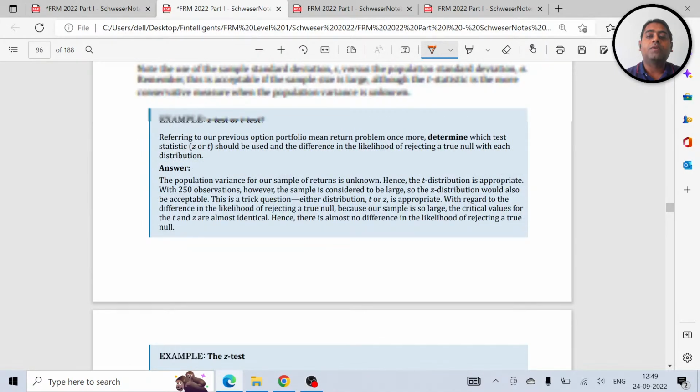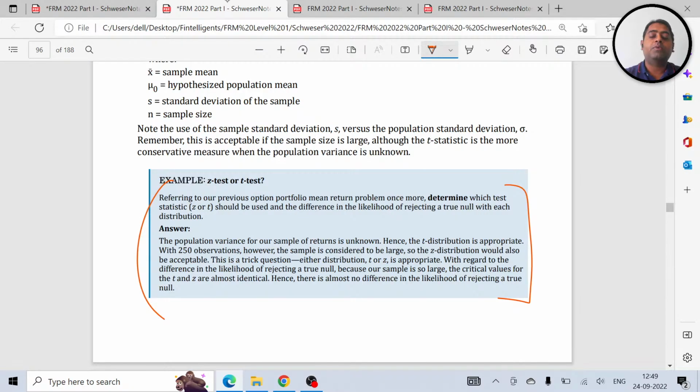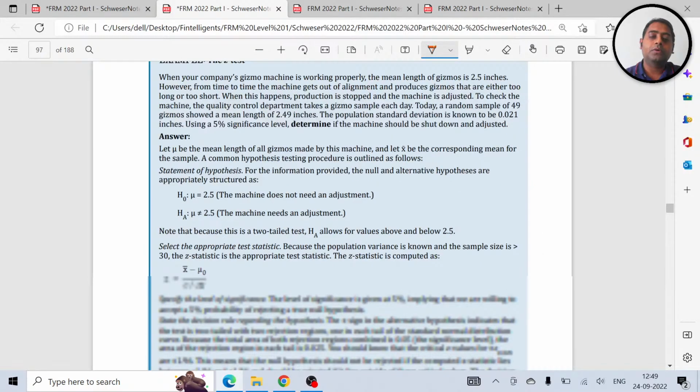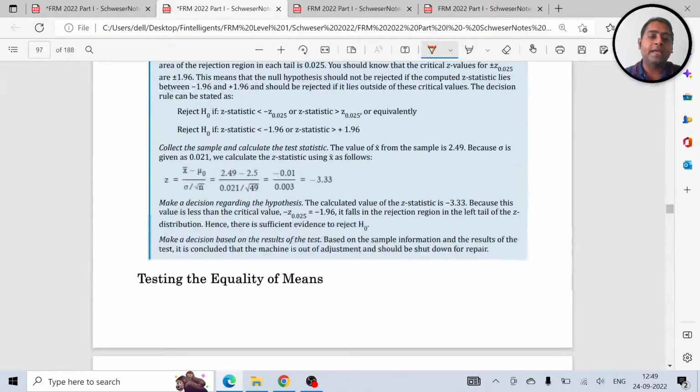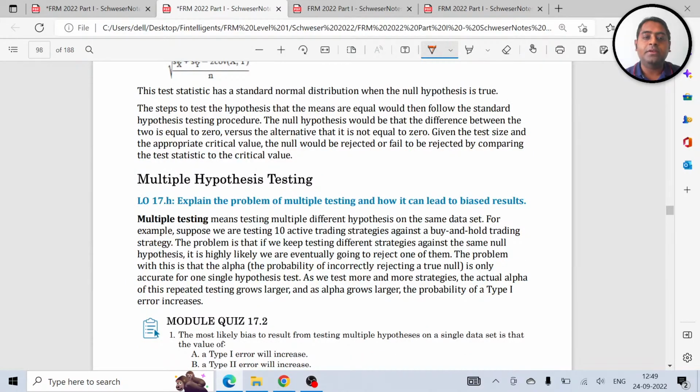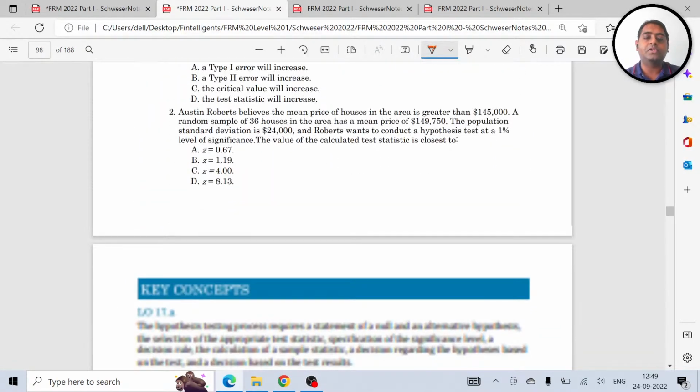Over here, you can read this section. What they are trying to highlight is that if you have a huge sample size, then using a z test or t test might not make much of a difference. Okay, so that part is there. Testing of equality is not tested in the exam heavily. Multiple hypothesis is also not tested.